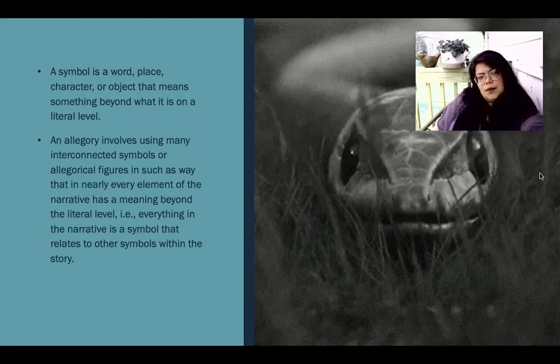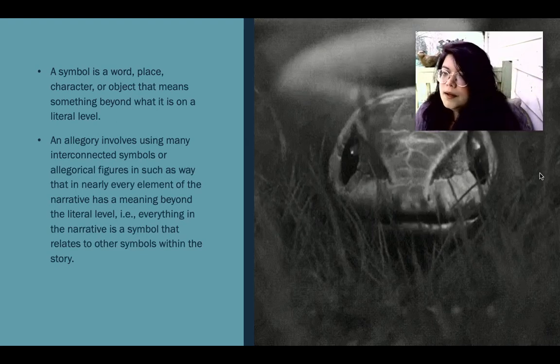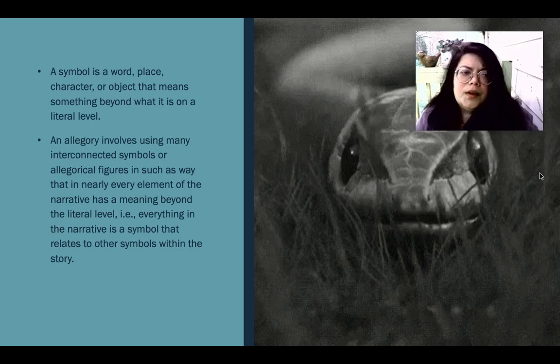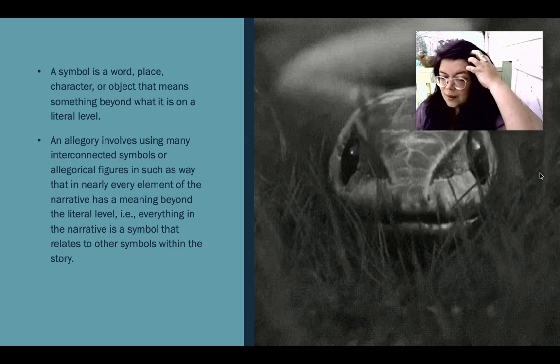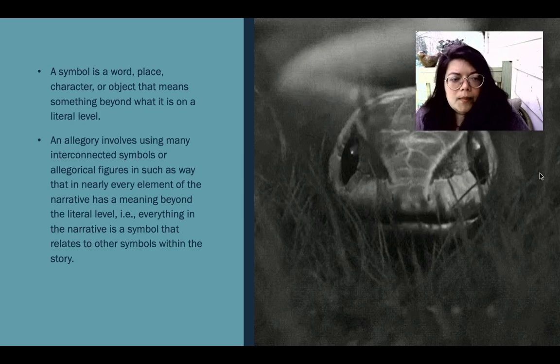So symbolism versus allegory. We're going to read an allegory together today. One that I think a lot of you have heard me lecture on. But a symbol is a word, place, character, or object that means something beyond what it is on the literal level. An allegory involves using many interconnected symbols or allegorical figures in such a way that nearly every element of the narrative has a meaning beyond the literal level. But something that's interesting with allegory is that there is always this connection that we can make to the first level, to the surface level of the work. Everything in the narrative is a symbol that relates to other symbols within the story.